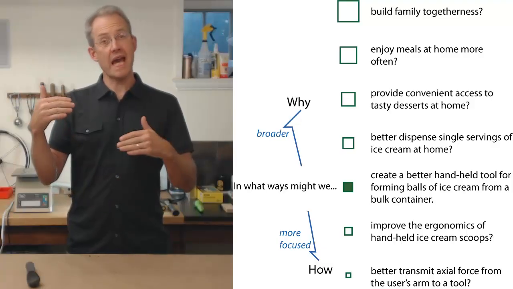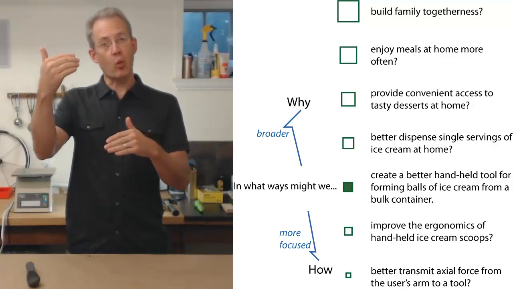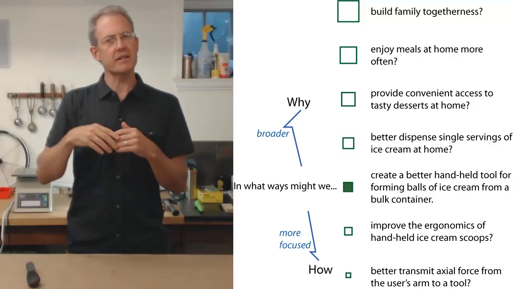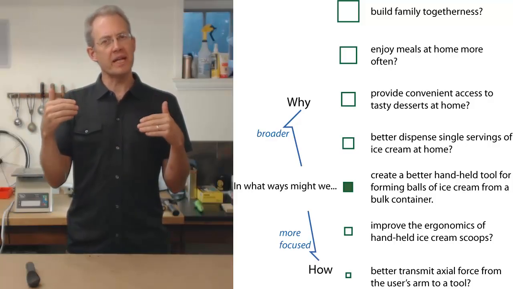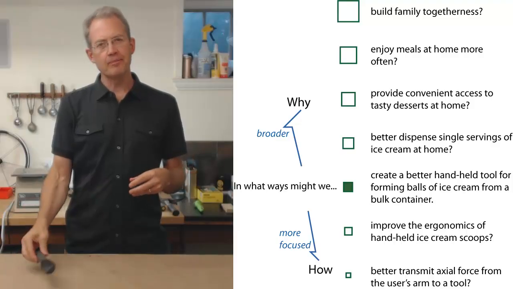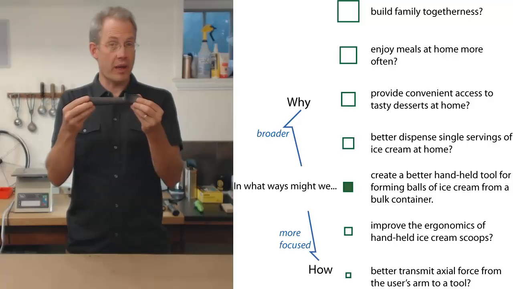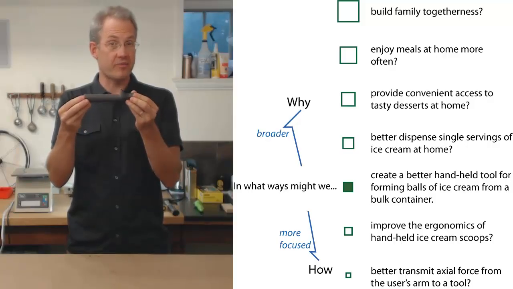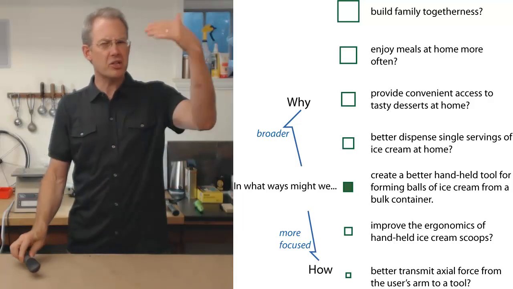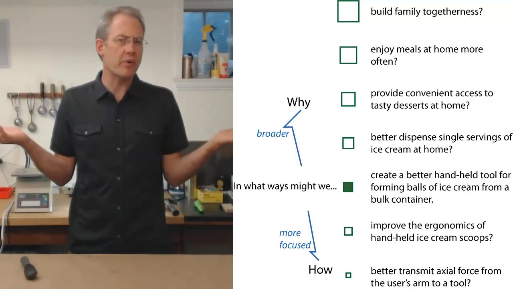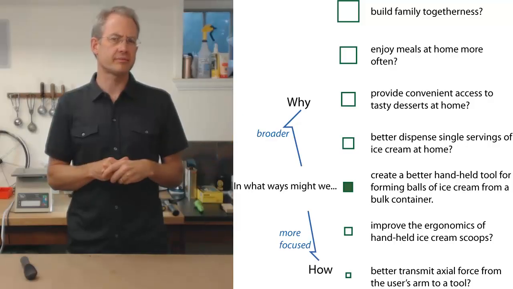All right, now you see how by asking a series of whys, or why would you want to do that, by asking that question repeatedly, we go from a very focused problem statement, in what way might we create a better handheld tool for creating balls of ice cream from a bulk container, to a much more general statement: in what way might we build family togetherness?